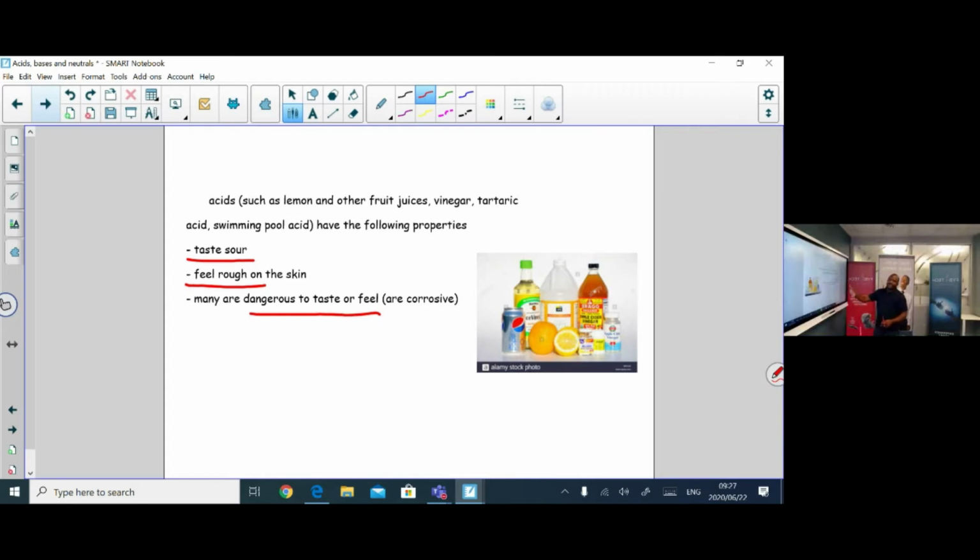So these are some of the everyday examples that we use. Your vinegar, your peps, your orange fruits, your lemon fruits, they taste sour. They might feel rough on the skin, and they are dangerous to taste. Some of them can be very corrosive. Wonderful.